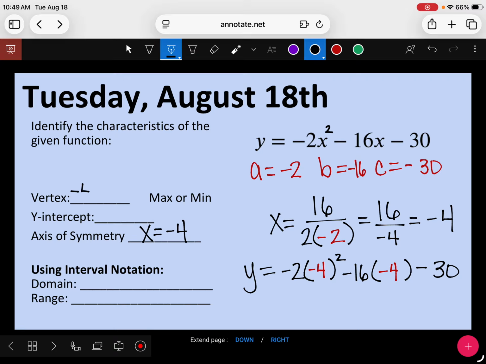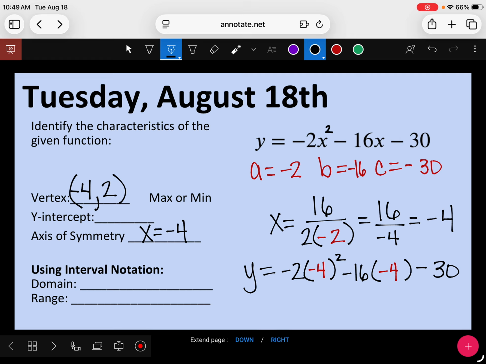I should know this by heart because this is my 3rd time doing it. But can somebody remind me, what do you get for y? 2. Raise your hand if you got 2. Okay, I'm going to go with it then. So this right here is the vertex.